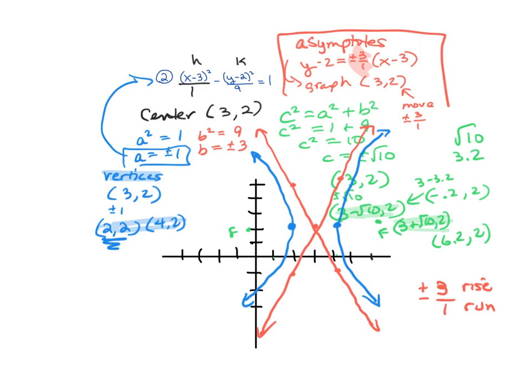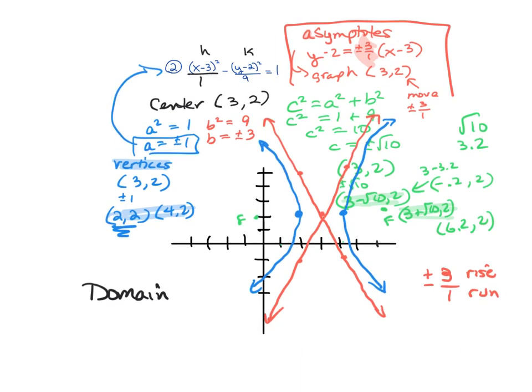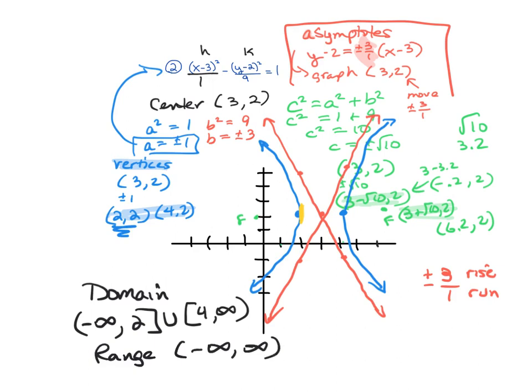The domain. Notice this one's going to have the gap. So it stops here. So it's going to go from negative infinity, and then it stops at the 2, and then it picks up again over here at the 4 and goes to infinity. But the range is all real numbers. So when it's the C and the backwards C, the range is all real numbers. When it's the U and the upside down U, the domain is the all real numbers part.